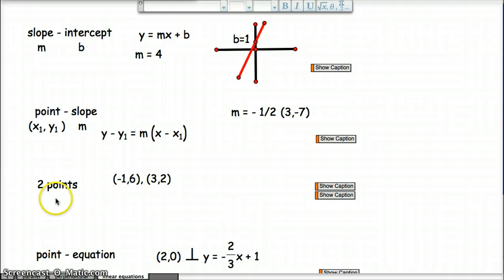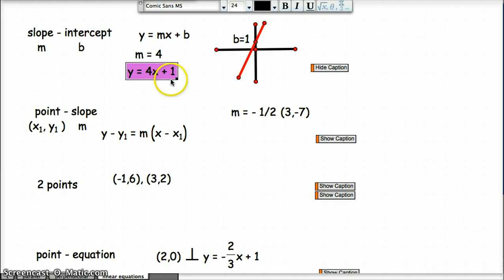Okay, let's go ahead and talk about linear equations. Several different types of linear equations. We have our slope-intercept form, which is y equals mx plus b. Okay, if I'm given a slope m equals 4 and a y-intercept of b, then my slope-intercept form would simply be y equals 4x plus 1. Very simple. I don't think we need to spend a lot of time on that.